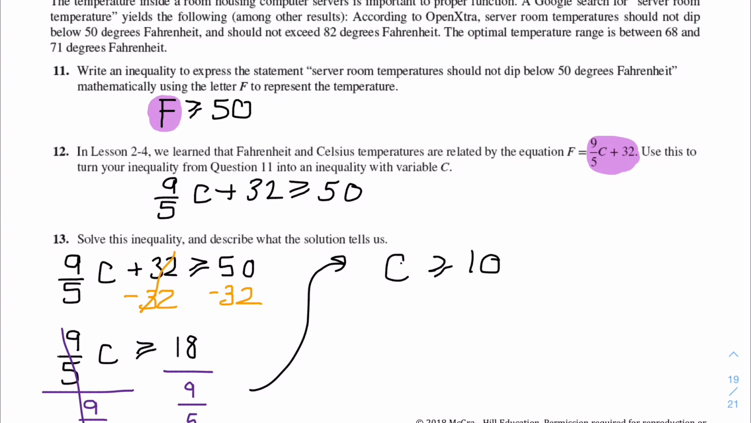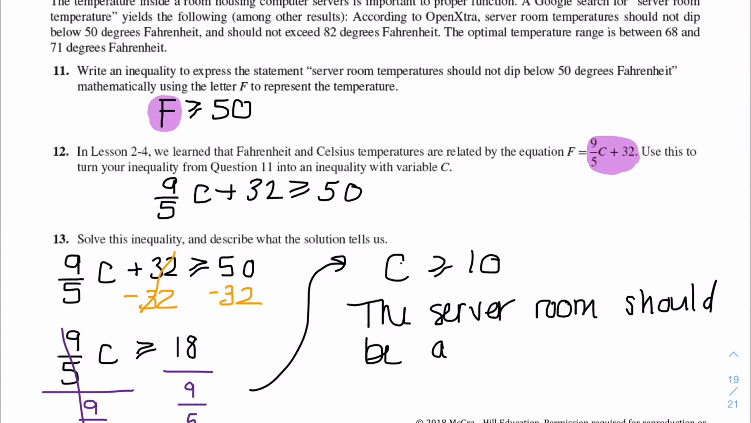Okay? So as long as the degrees Celsius is at least 10, then the Fahrenheit will be at least 50, and our room temperature will be good. So this tells us the server room should be at least 10 degrees Celsius. All right.